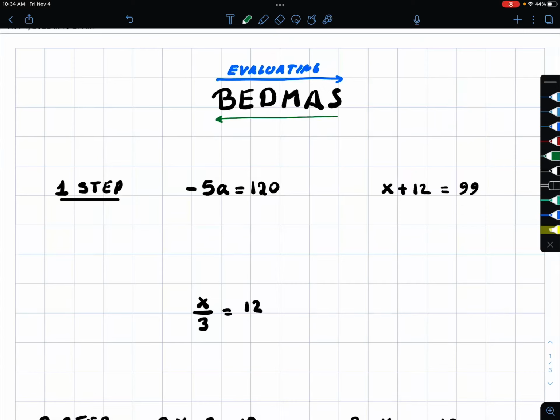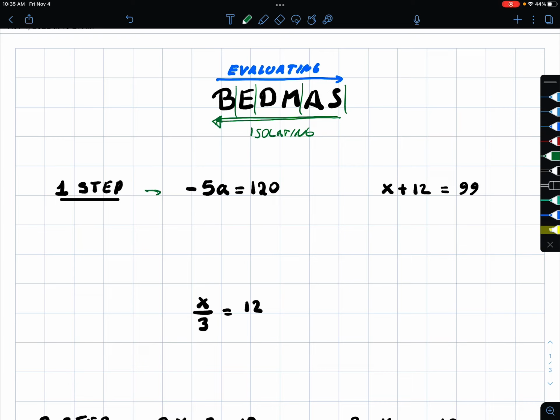We know that when we are evaluating something, we use BEDMAS. So brackets, then exponents, then division and multiplication, and lastly addition and subtraction. However, when we are isolating for a variable, we go in the opposite direction. First we check for addition and subtraction, then we move to division and multiplication, then we get rid of the exponents, and then the brackets. Let's see what that looks like.